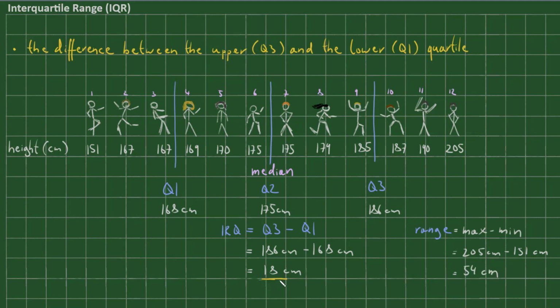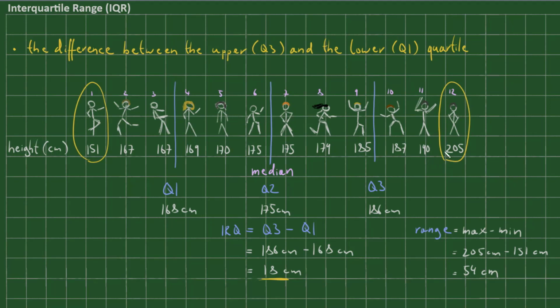The interquartile range is quite handy because it tends to exclude the outliers. In this particular set, we have 205 and 151. The reason we would consider these two values outliers is because the difference between them and their neighbor is bigger than any other difference between any other two neighboring values.